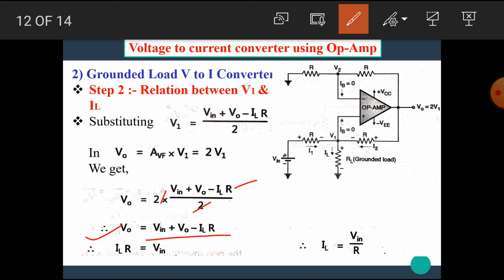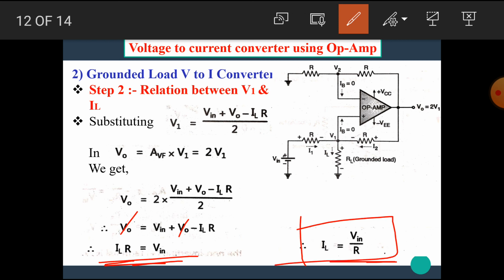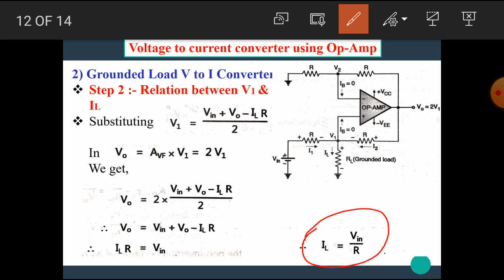Then here V0 gets cancelled and we get ILR is equal to Vin. Now rearrange this equation, we get IL is equal to Vin upon R. This is our required equation, that is, the load current is proportional to the input voltage. I hope you all understand this expression in the case of the grounded load.